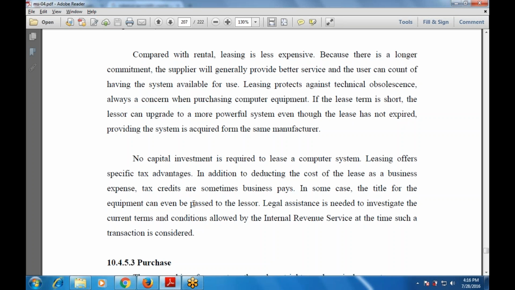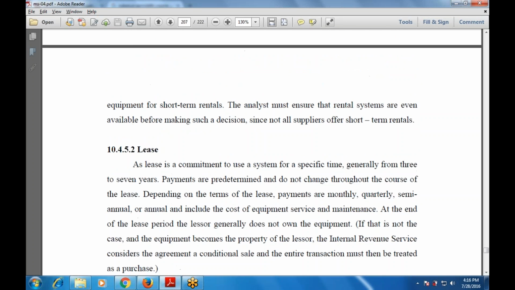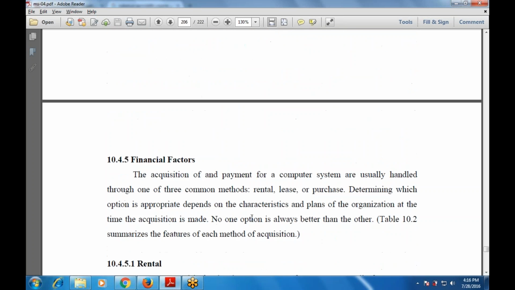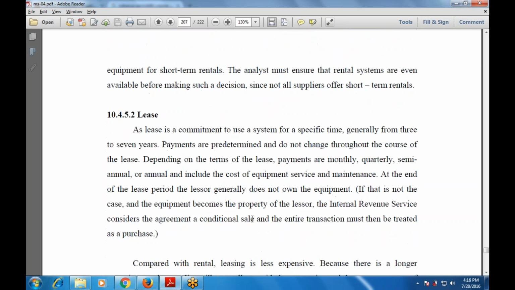So one is a rental, one is a lease, and the next one is a purchase.